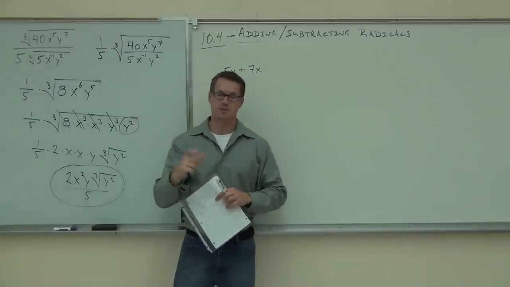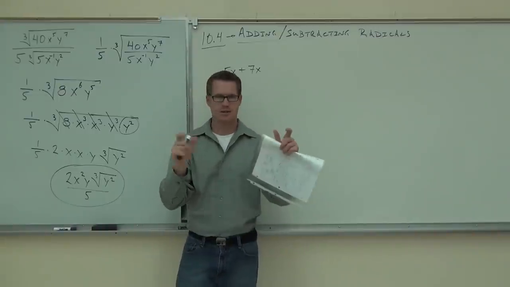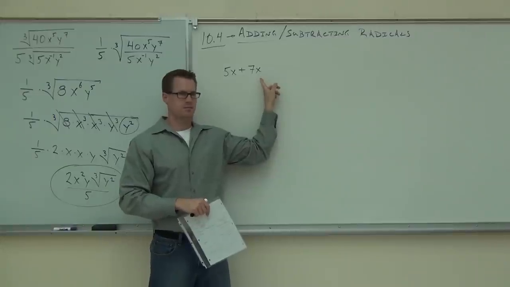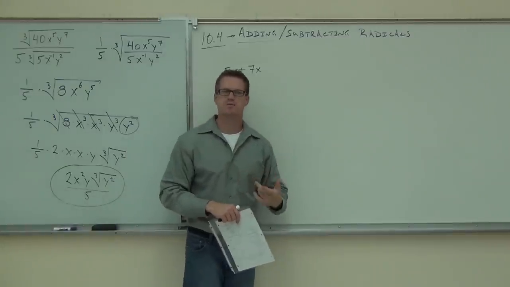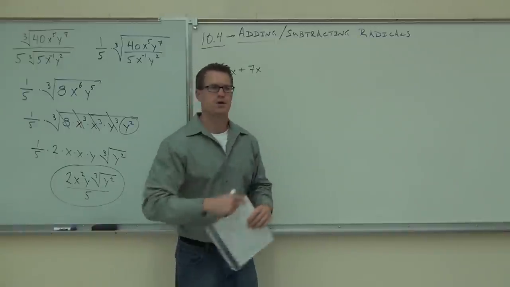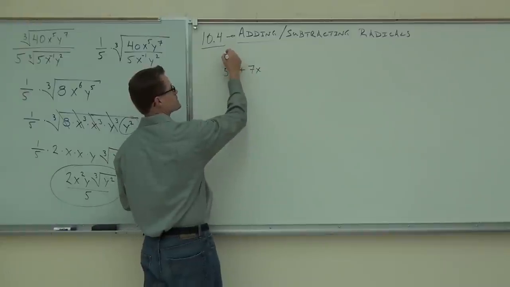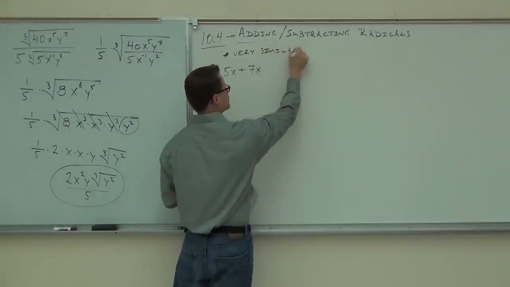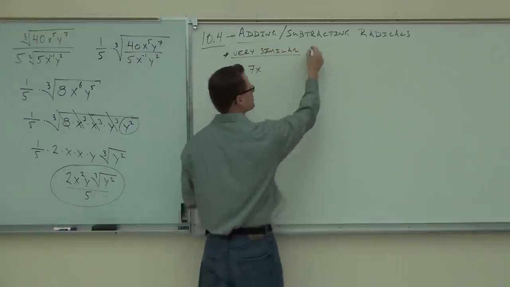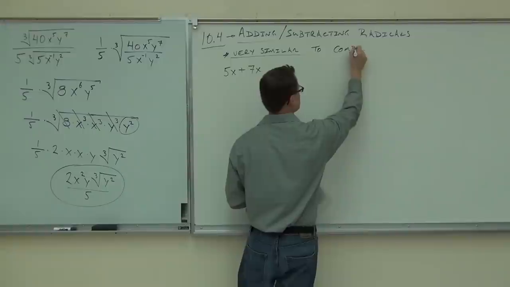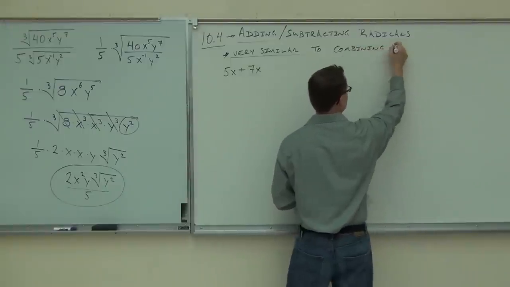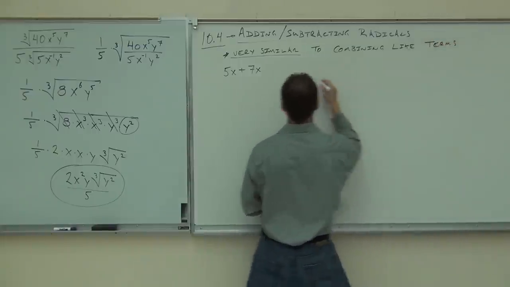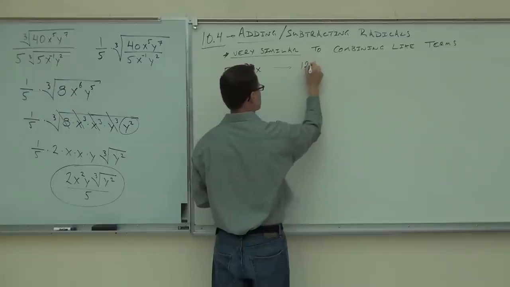You are able to add these because you have an x and an x. If this was an x and that was a y, could you add them? No. If this was an x and that was an x squared, could you add them? No. If you keep that in mind, adding and subtracting radicals will go very smoothly for you, because it is very similar to combining like terms. That right there would give us 12x.